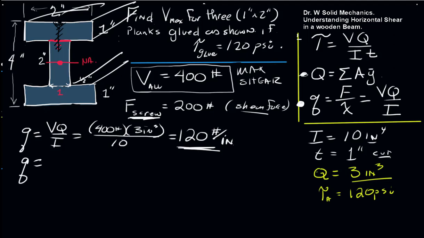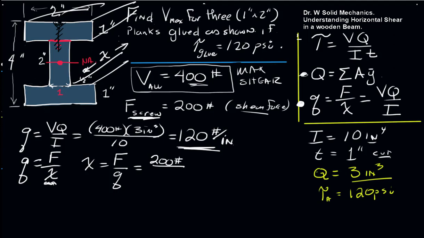And since q also is equal to the force per unit length along the beam, where X is the distance going back along L, we can solve for the spacing required for the screws to hold on to this shear force. So X will be F over q, where F is 200 pounds per screw and q is 120 pounds per inch. The pounds will go and we get 1.5 inches. So that tells us that we would need to place a screw every 1.5 inches going back along this beam, and the same for the bottom if that's what we decide to do as well. So this gives us the screw spacing.